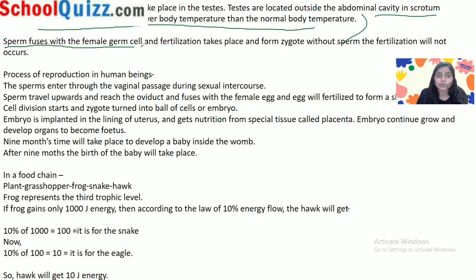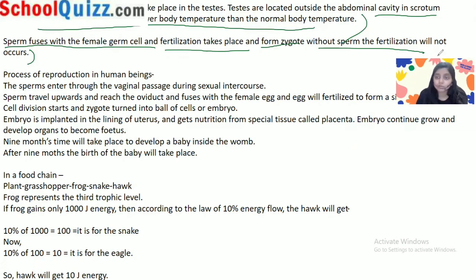Sperm fuses with the female germ cell. Now, this is the answer to the second part, right? Sperm fuses with the female germ cell, fertilization takes place and forms a zygote. Without sperm, fertilization will not occur. So you have to tell them the sperm's contribution, that the sperm and the female germ cell fuse to form a zygote and fertilization takes place. Without the sperm meeting the female germ cell, fertilization will not take place, and this is the contribution the sperm makes, right? Now you have to tell them the process of reproduction in humans.